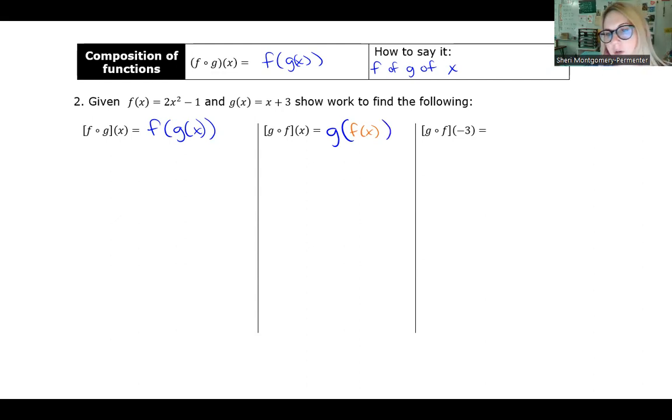And then for the last one, we're going to write g of, and on the inside, we're going to do f of 3. -3. I'm going to rewrite the first one for you, so you can easily see what I'm doing.